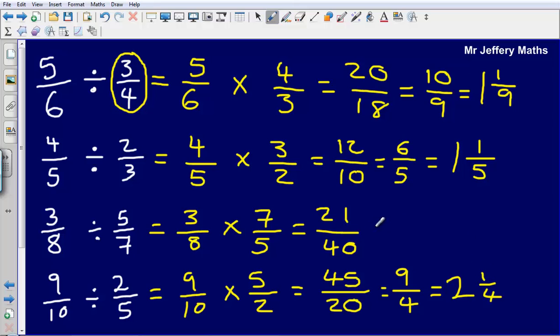Notice here, just a quick point, that this answer here, I didn't turn this into a mixed number because it's not a top-heavy fraction. The number on the top for this third question is smaller than the number on the bottom. So my final answer there was a fraction. Here my number on the top is larger than my number on the bottom, so I can turn it into a mixed number where that happens. Simply by asking myself the question, how many 4s fit into 9? 2 do, with a remainder of 1.